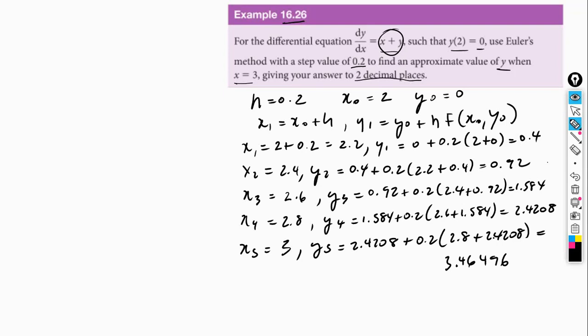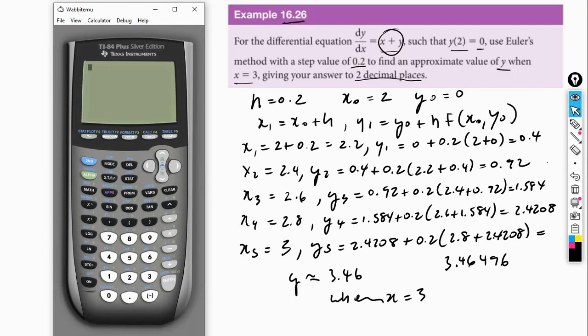So notice that y is approximately 3.46, rounded to 2 decimal places, when x equals 3. Now this method is very tedious if we have to do it by hand. Luckily, we can use the graphing display calculator. So that's what we're going to do next.